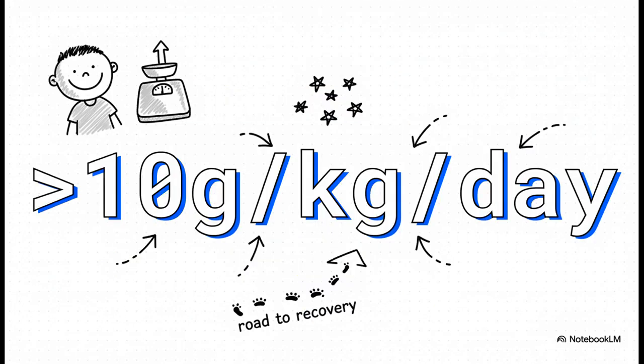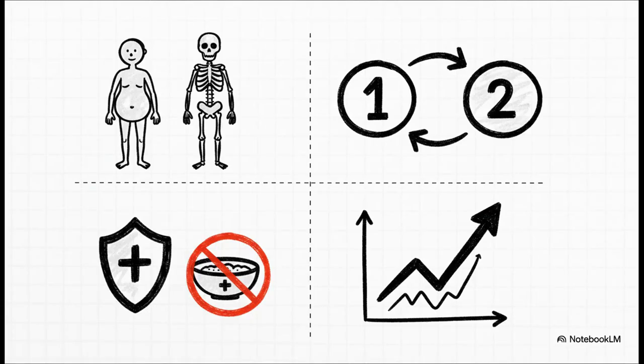And how do you know it's really working? This is the number that clinicians are looking for, a weight gain of more than 10 grams per kilogram of body weight every single day. That's the benchmark. It's a clear, quantifiable sign that the rehab is working and that child is truly on the move towards recovery. So let's do a super quick recap of the most important takeaways.